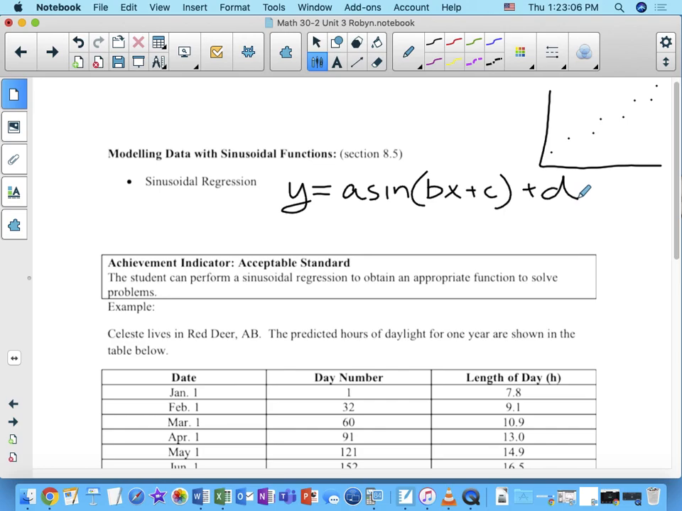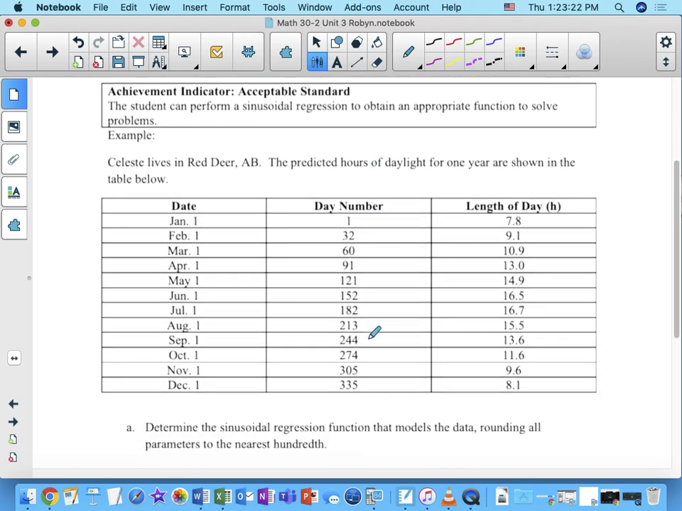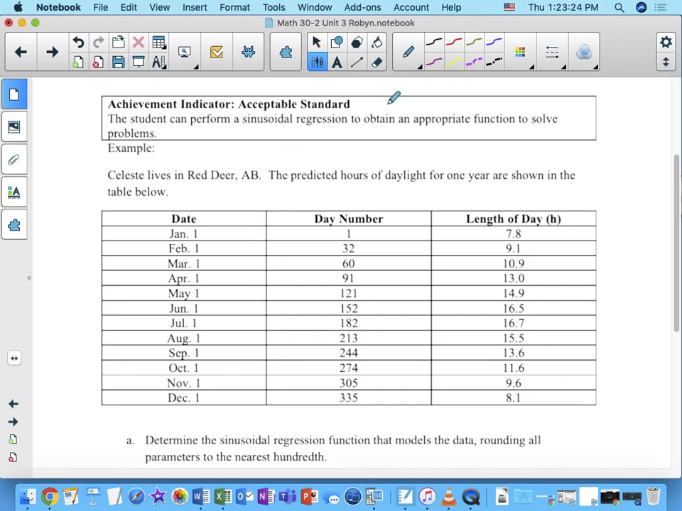Okay? So let's look at an example. Celeste lives in Red Deer, Alberta. The predicted hours of sunlight for 1 year are shown in the table below. Okay, so we've got January 1st, February 1st, March 1st, etc. So all the firsts of the months.